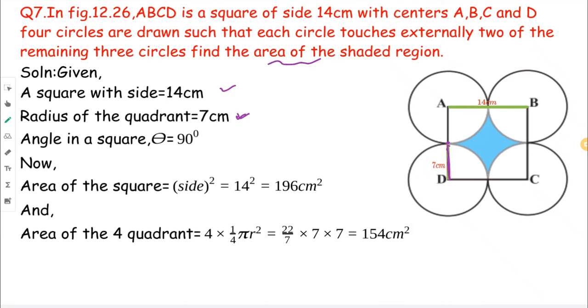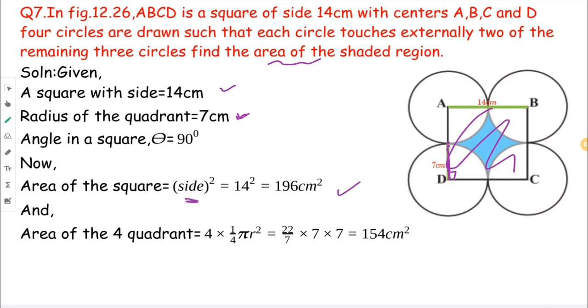And you know that angle in a square is how much? Angle in a square is always 90 degrees. We don't need it, but I'm just showing it here for us. Alright. Okay, now let's start finding. So once again, like I said, I have to find the area of the square, right? Which is what? Side square. So 14 square is 196.